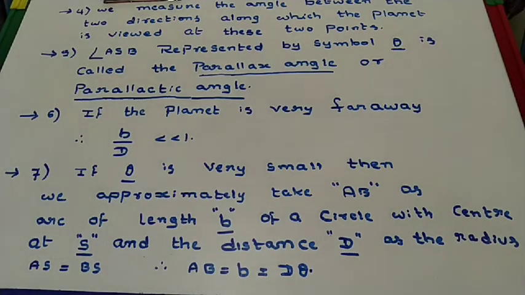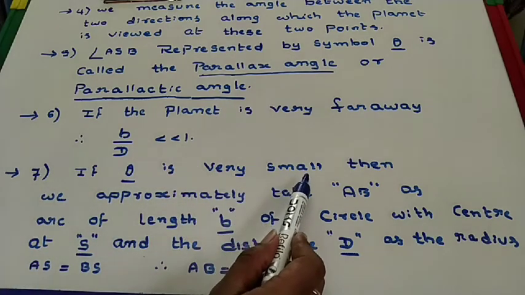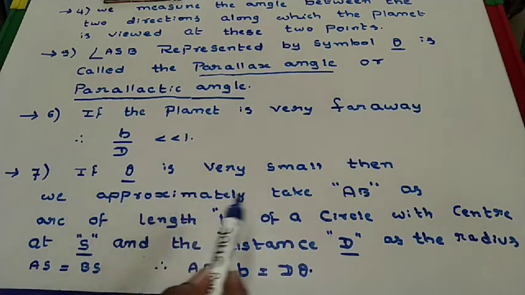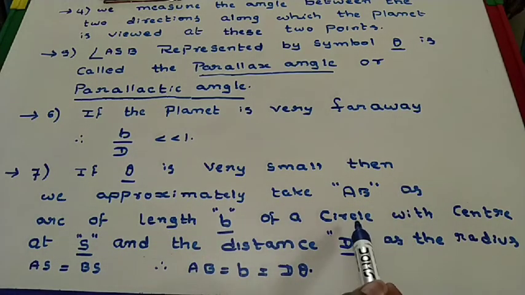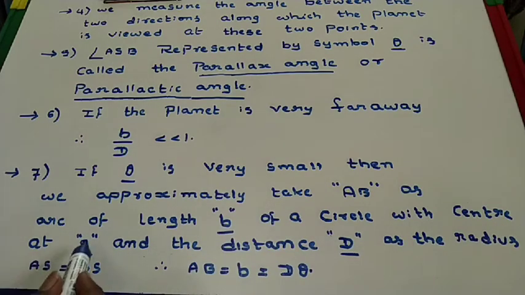Once again I am repeating this point. If theta is very small, then we approximately take AB as an arc of length b of a circle with center at S and the distance D as the radius. Therefore AS is equal to BS. Since AB is equal to b, that is equal to D theta.